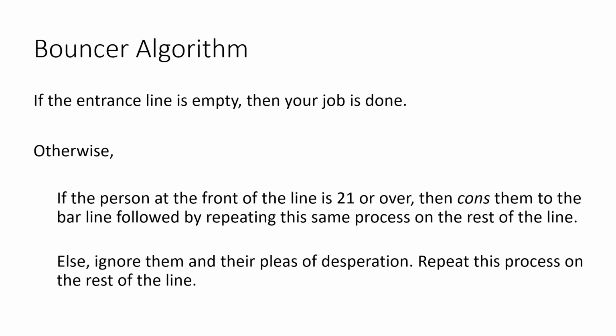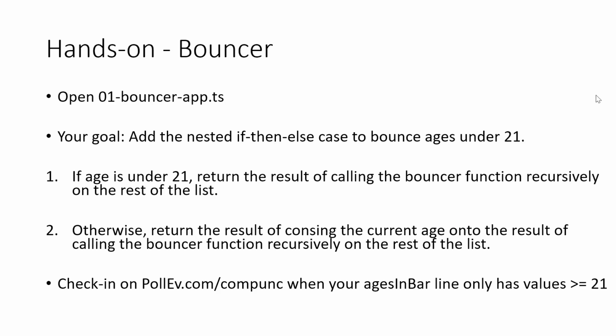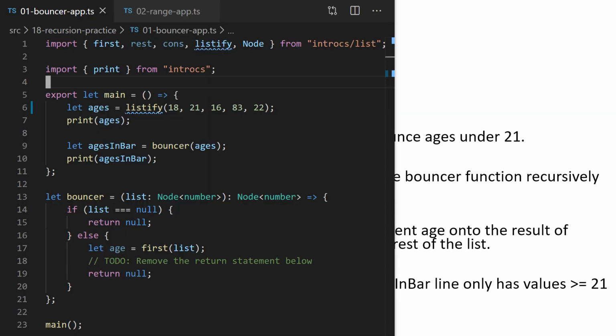But the key distinction here is in the first case that we are letting people in, you will notice that there's a condition, and there's a condition that says if the person is 21 or over, then what you're going to do is cons them on to the bar line. All right. So what I want you to do is open up today's lecture materials, the O1 bouncer app example, and let's take a look at where our starting point is here.